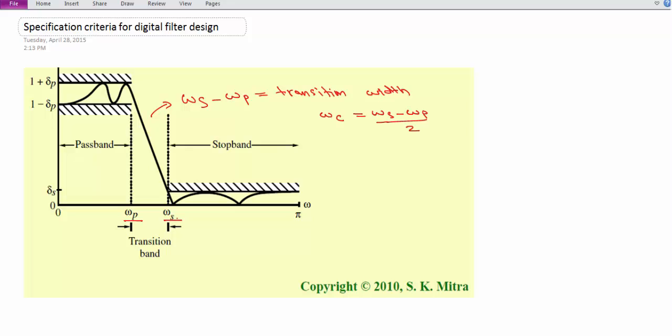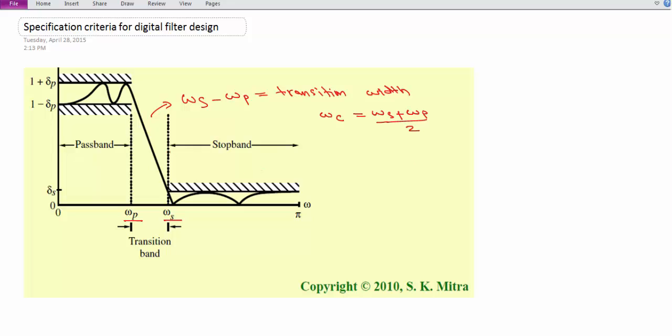So if you were to now start with an ideal low pass filter, you would say, I should start with an ideal low pass filter which has a cutoff of 0.15. Sorry, it should be omega S plus omega P divided by 2. So you will say it's 0.1 plus 0.2, 0.3 divided by 2 is 0.15 pi.